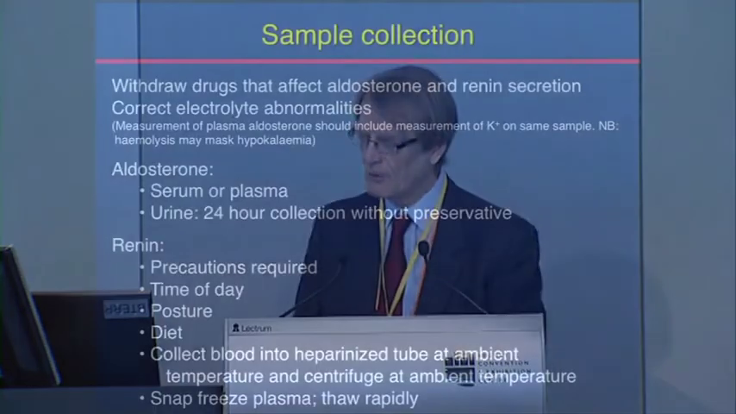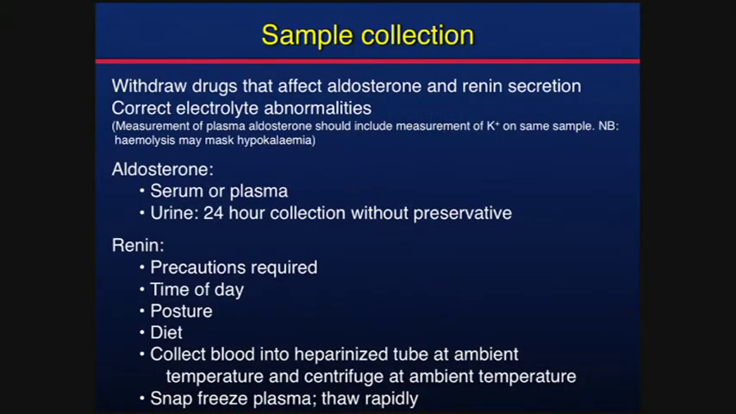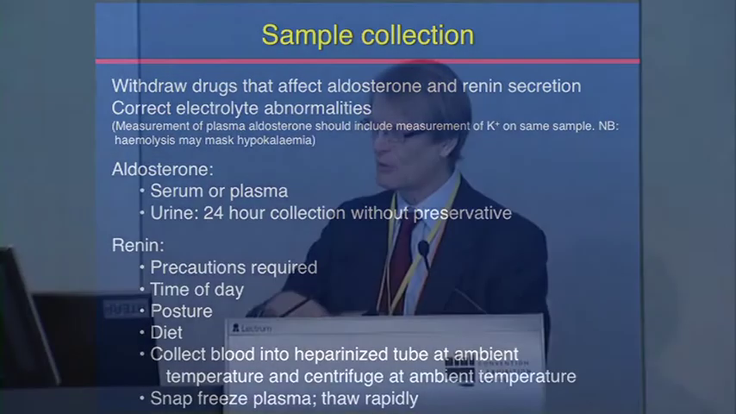We need to know what time of day we're measuring the renin because it has a diurnal rhythm. We need to know the patient's posture. We need to know what sort of diet they're on, whether it's high sodium or low sodium or whatever. We need to collect the blood, usually into heparinized tubes at room temperature, and centrifuge it very quickly, and then snap freeze the plasma. And before the assay, thaw it rapidly to try and minimize the possible unfolding of the prorenin, which may artifactually increase the amount of renin that we measure in the plasma sample.